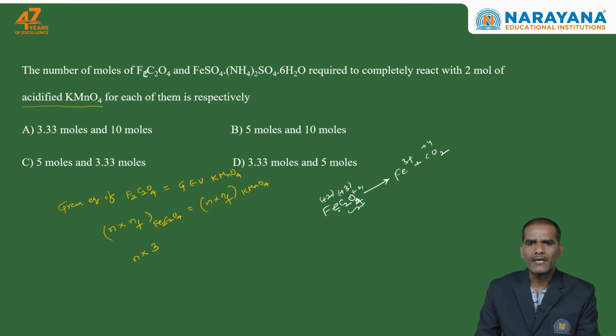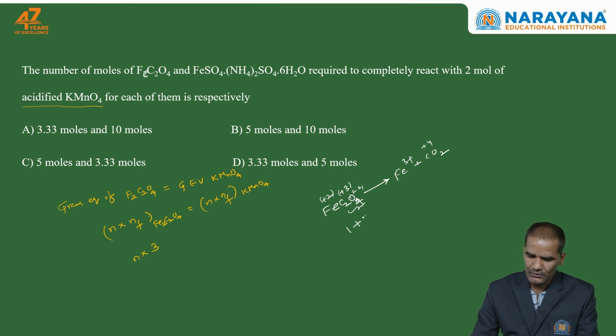So here, iron goes from +2 to +3. With respect to iron, the change in oxidation state is 1. Similarly with respect to carbon, it goes from +3 to +4. Actually, there are 2 carbons in this molecule, so per carbon the change in oxidation state is 1.